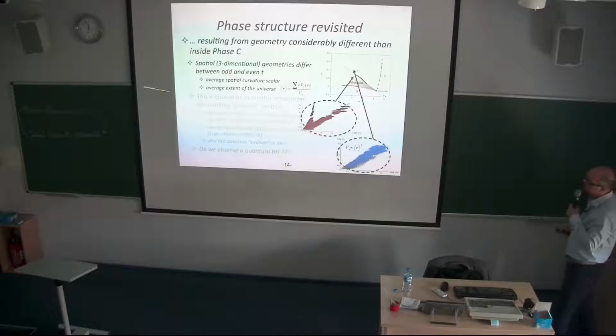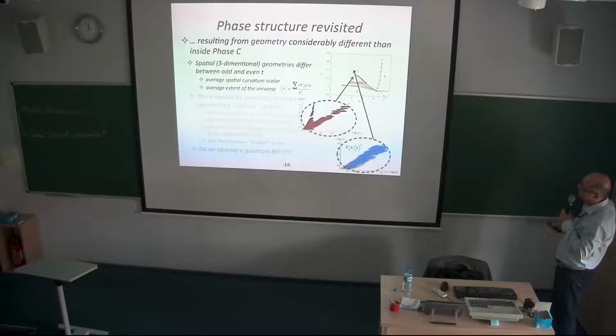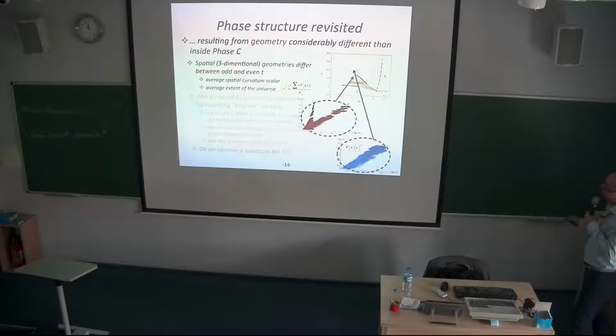Also, we can look, for example, at the average extent of the universe. We take the volume at distance r out from some starting point, some origin, and you just calculate this average of r. And you see that in phase C, it is consistent, if you calculate it for various volumes, here is log volume, here is log r, with this relation. This is data from Monte Carlo simulation, and it is just spatial geometry, it's three dimensional. In the bifurcation phase, you have this split into two families of spatial slices, odd and even, and it looks like this.